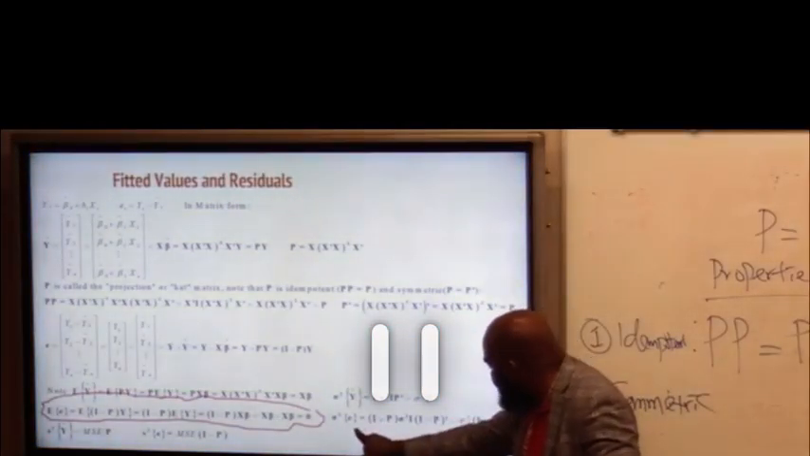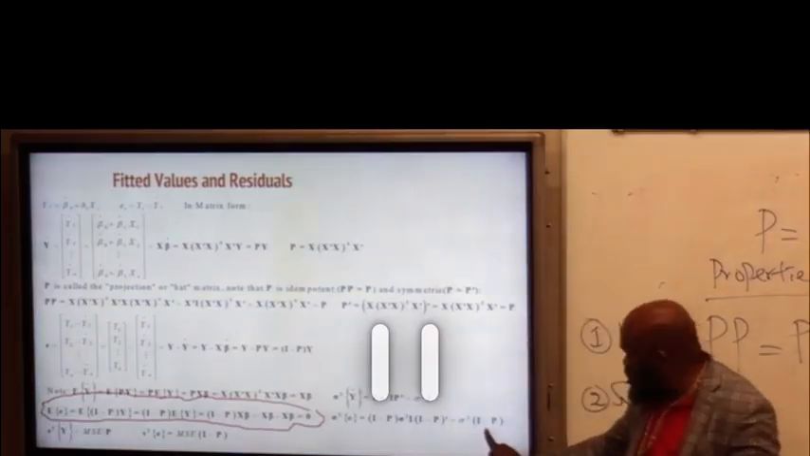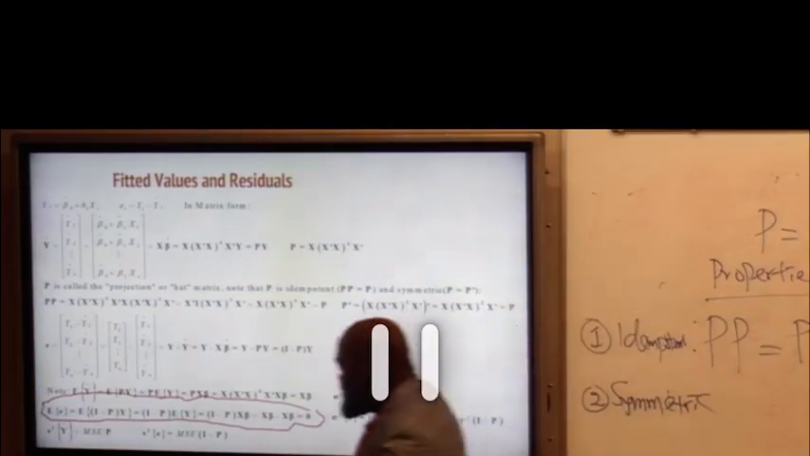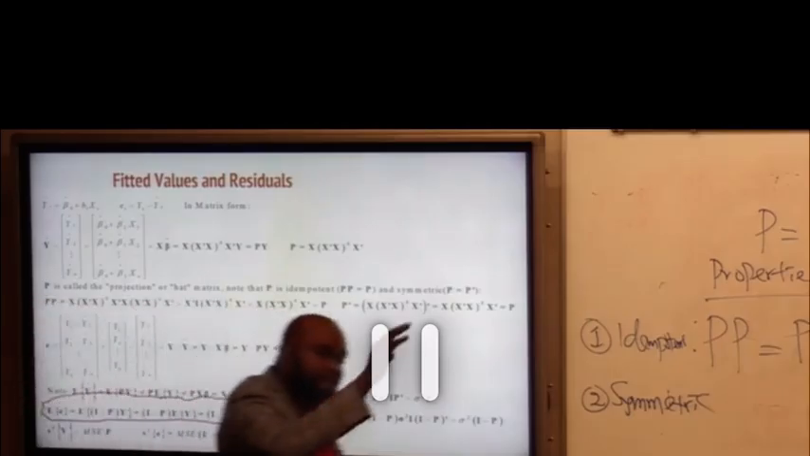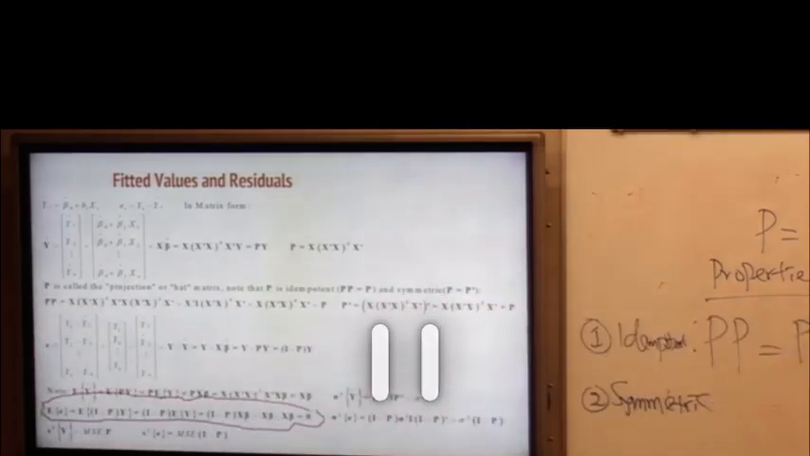The variance of the error is also going to be in terms of sigma squared times (I minus P). Okay, then we can talk about the variance of prediction. The variance of the error is different from the variance of prediction. This is the variance of prediction, and this is the variance of the error. All of that is in terms of the projection matrix.